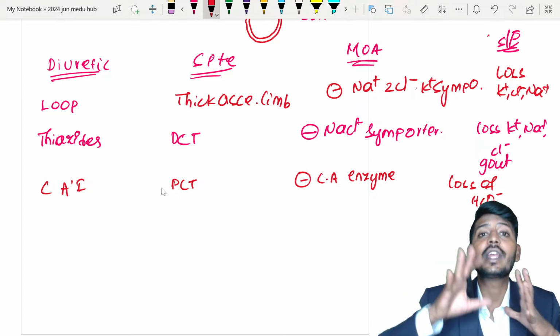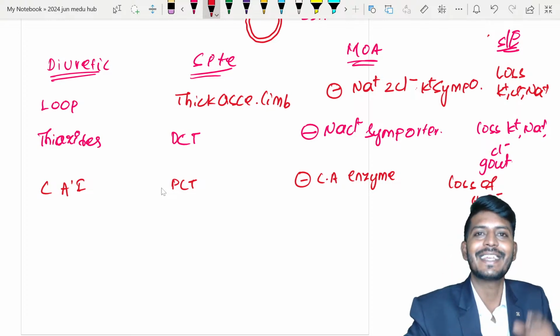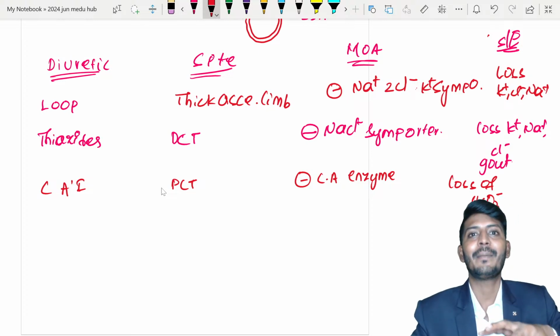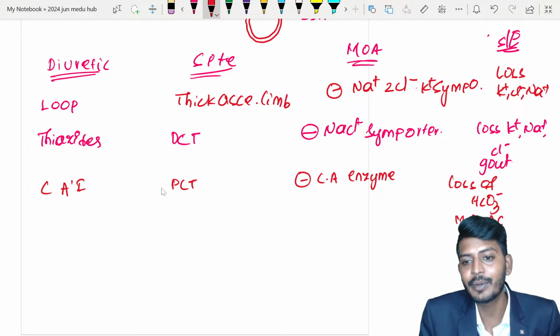HCO3 minus, if it goes in the urine, what is lost? HCO3, what is it? Acid or base? Yes, it is a base. If base goes out of the body, the body will become acidic. So the side effect is that the patient will have metabolic acidosis. बस बात खत्म.